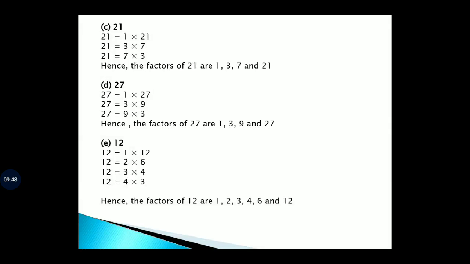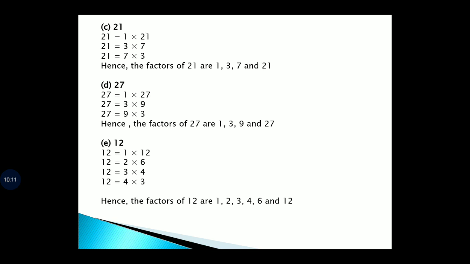C1, 21. 21 is equal to 1 into 21. 21 is equal to 3 into 7 and 21 is equal to 7 into 3. Hence the factors of 21 are 1, 3, 7 and 21. That means 1, 3, 7 and 21 are factors of 21.